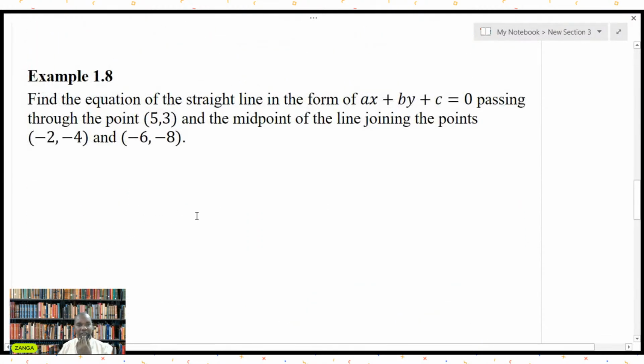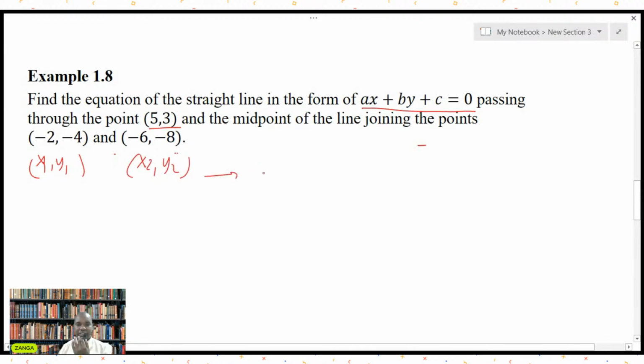Now we are going to proceed with example 2 in this part. And here is the question. Find the equation of straight line in the form of ax plus by plus c equals 0, passing through point 5, 3, and the midpoint of line joining the points -2, 4 and -6, 18. So first of all, we have to find the midpoint of these 2 points. And so we're going to start with the assumption that this is going to be termed x1, y1, and this will be x2, y2.